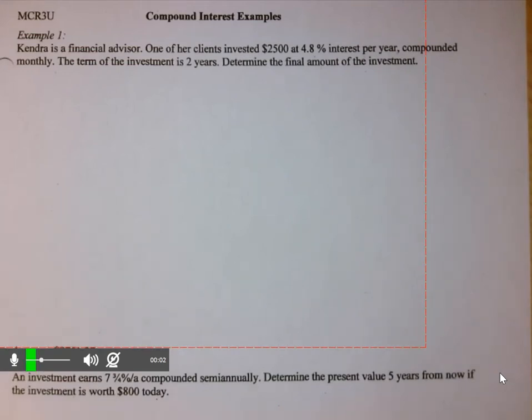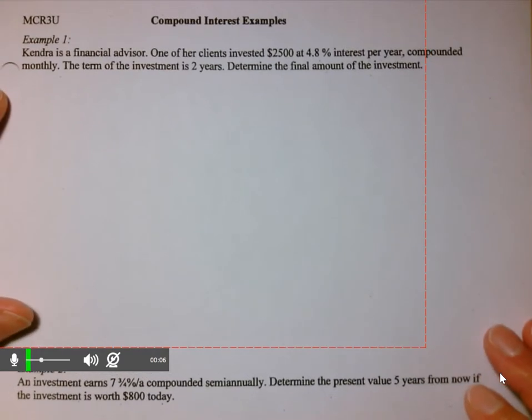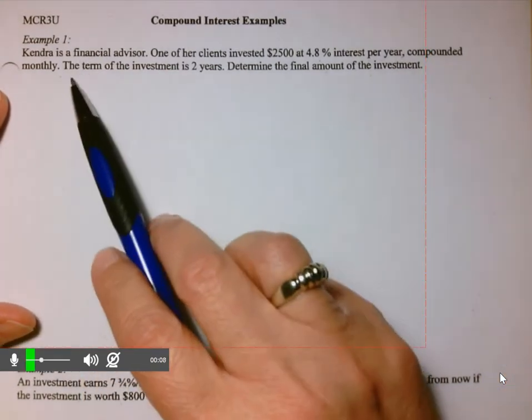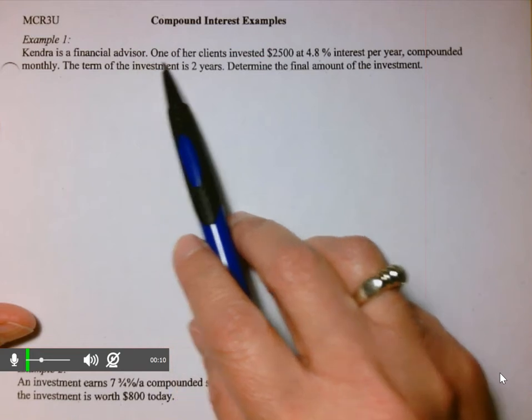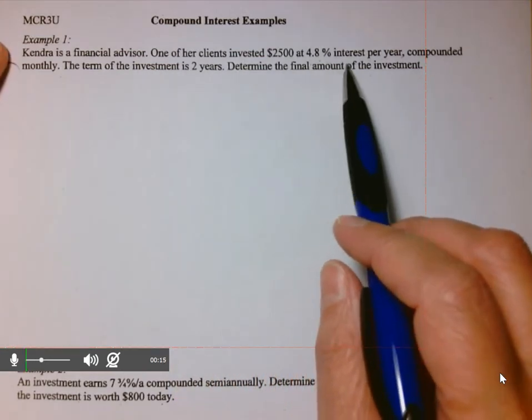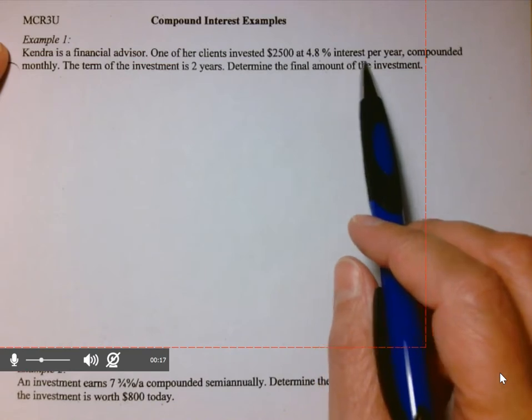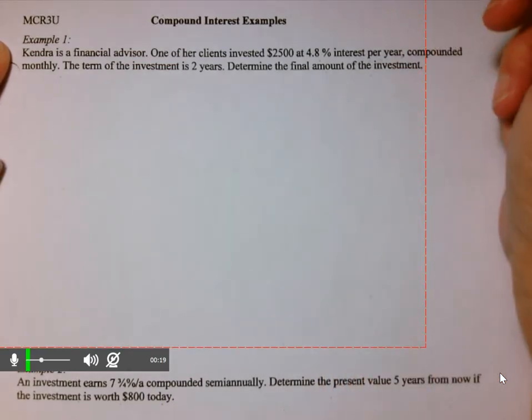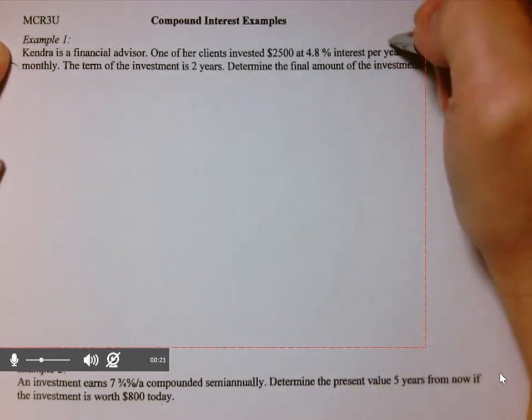This is going to be an example of compound interest using the formula and doing the word problems. Okay, so let's read the first one. Kendra is a financial advisor. One of her clients invested $2,500 at 4.8% interest per year. Another word for interest per year is per annum.